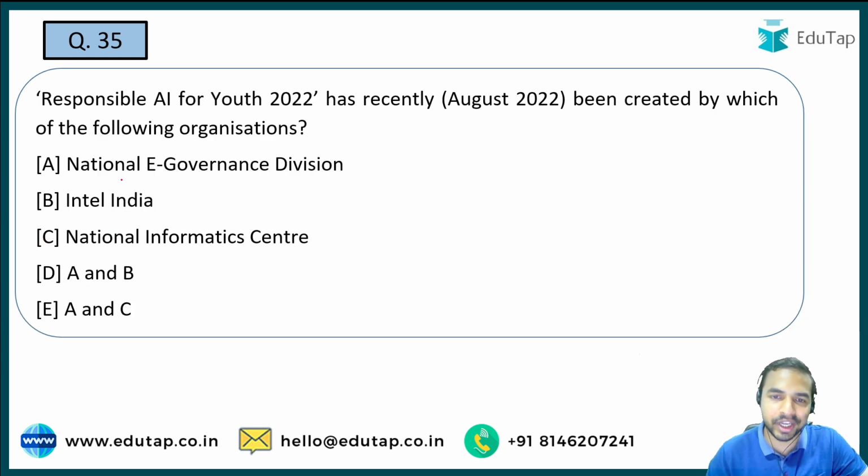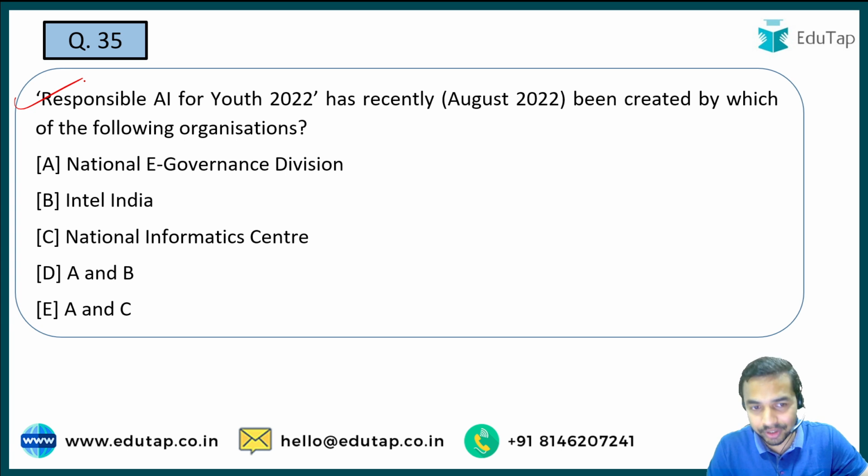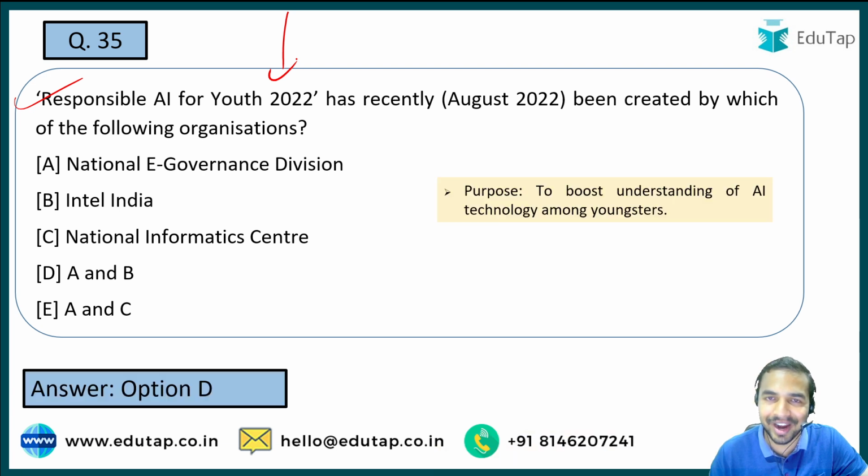ठीक है जी. Now the next question. The next question is Responsible AI for the Youth 2022. It is being created by which of the following organizations? तो कौन सी organization का ये initiative है? That is Responsible AI for the Youth 2022. Let's see who will answer the question correctly. See guys, whenever such kind of initiatives are launched, you are always required to remember what the organizations involved in this particular initiative are. And guys, here the right answer is both A and B, that is National E-Governance Division and Intel India.